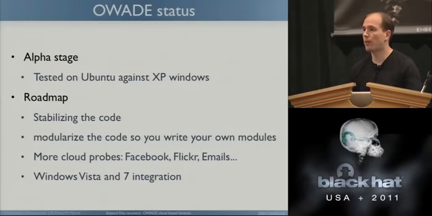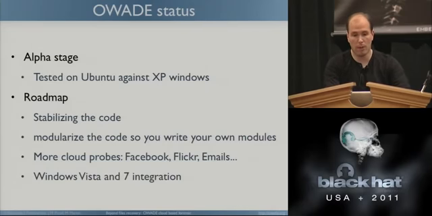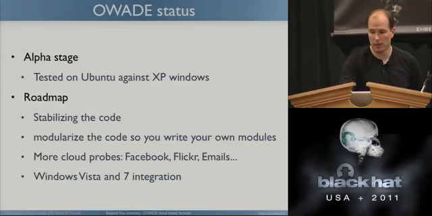And our current roadmap for the upcoming weeks is to stabilize the code, so it works based on people's reports. Try to modularize the code so everyone can write their own module, as it's an open source project, a GPL3 project. And we have a ton more cloud probes on the way, extracting emails from every webmail of the world, Facebook cloud probes, and of course maybe Flickr and Picasa. And of course we're working on integrating Windows Vista and 7.